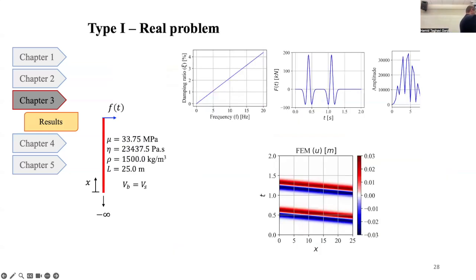One of the purposes of proposing the dimensionless PINN was that it should be able to solve any problem, regardless of what the mechanical properties are and what the size of the domain is. So we switched the problem to a real problem. The length of the soil column is 25 meters, the density is 1500. Again, we have the damping ratio as a function of frequency. And as we see, the finite element responses are very similar to the previous toy problem.